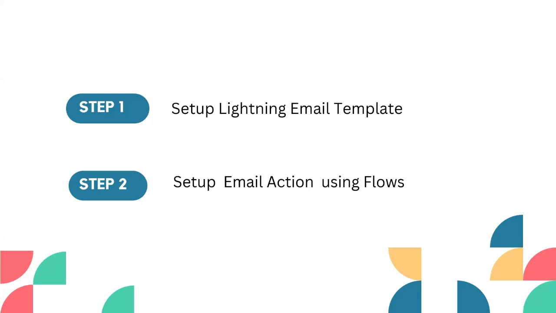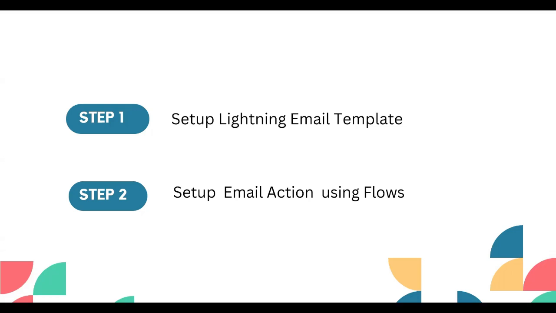This tutorial we will complete in two parts. In step number one, I'm going to demonstrate how we set up and configure a Lightning email template in Salesforce. And in step number two, we will build a record-triggered flow to automate the email sending when a new record is created or updated. In that flow, we'll use the Lightning email template which we'll configure in step number one.